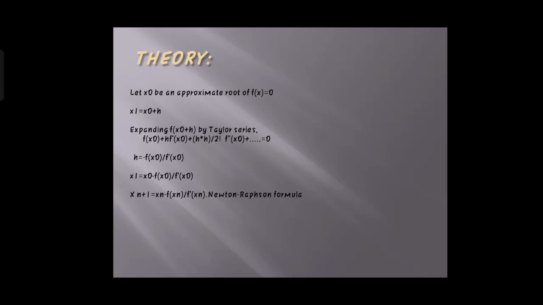For the nth value, we have x(n+1) = xn minus f(xn) divided by f'(xn). This is known as the Newton-Raphson formula. To examine the convergence, we assume that f(x), f'(x) and f''(x) are continuous. If f'(x) is not equal to 0, we can select an interval.